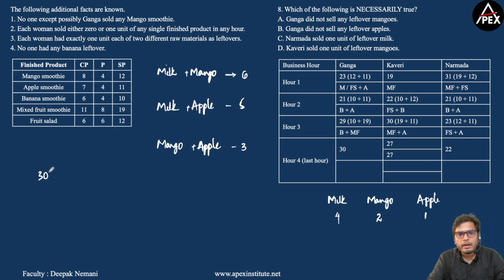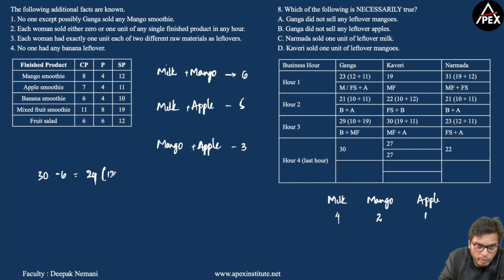Now let me consider Ganga was left with 1 unit of milk and 1 unit of mango as leftovers. So she would have sold these two for 6 rupees. So the balance amount is 24. I can write 24 as 12 plus 12. So in the last hour she would have sold 1 unit of mango smoothie, 12 rupees, 1 unit of fruit salad, 12 rupees, and 1 unit of milk and 1 unit of mango as leftovers, 6 rupees. So 12 plus 12, 24, 24 plus 6, 30, right?